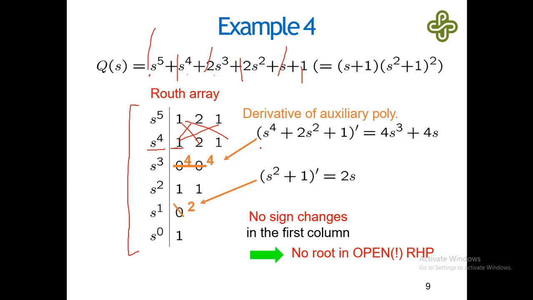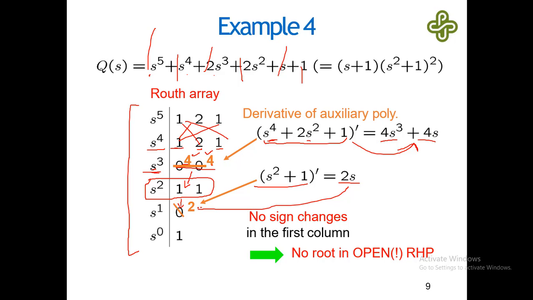So this is S4 plus 2s square plus 1. When you take the derivative of this, you get 4s3 plus 4s. So instead of this 0 0, you just have to put this 4 4. Then again you start solving, and in the next step you see that there is again a 0 over here. So you have to use the same method with the auxiliary polynomial, that is s square plus 1, and if you take the derivative, it turns out to be 2s, and you have to put this 2 over here in the next step.